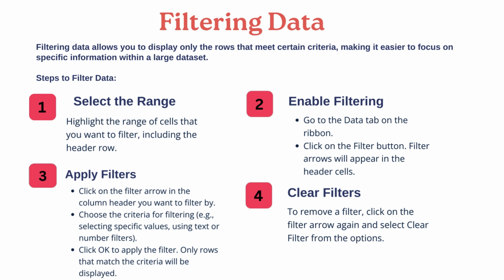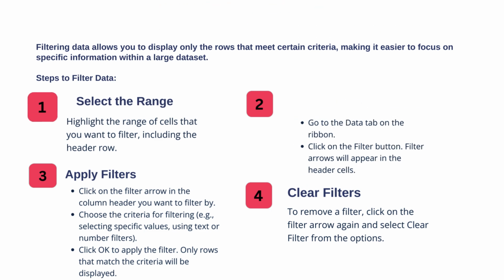Apply filters. Click on the filter arrow in the column header you want to filter by. Choose the criteria for filtering. For example, selecting specific values, using text or number filters. Click OK to apply the filter. Only rows that match the criteria will be displayed. Clear filters. To remove a filter, click on the filter arrow again and select Clear Filter from the options.